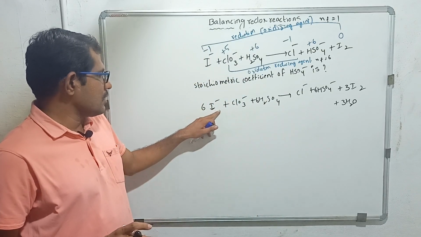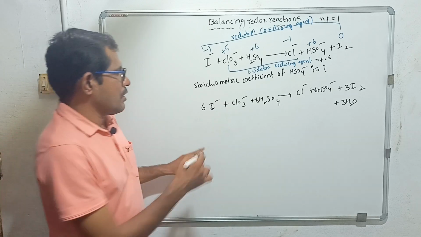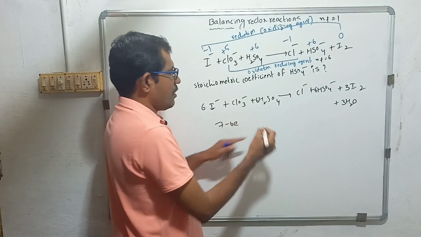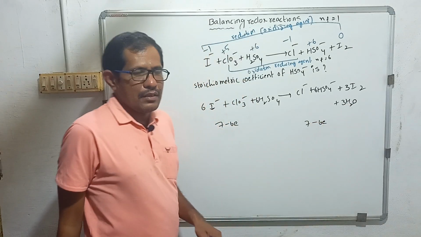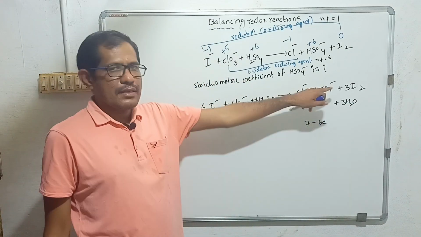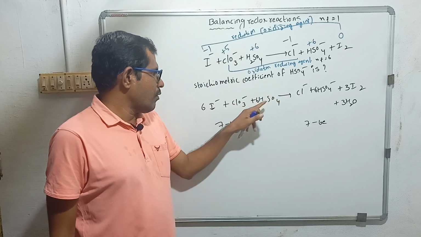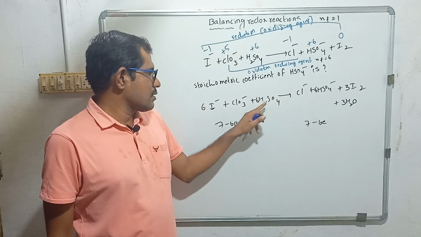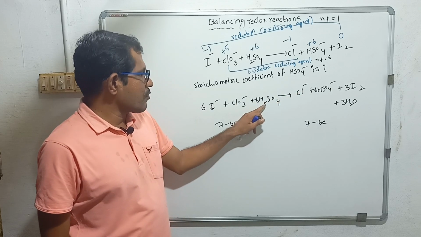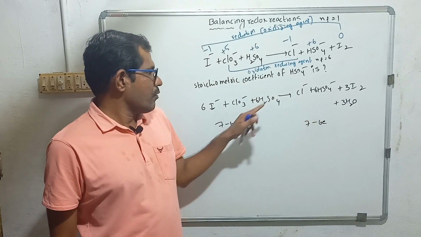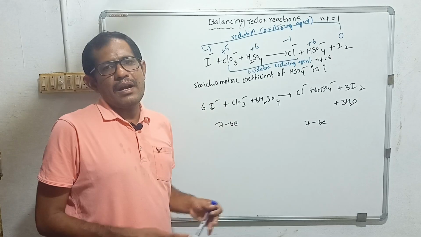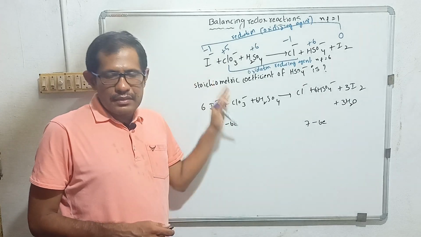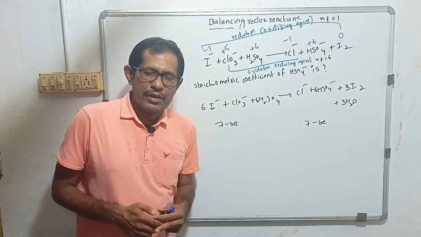If you check the charges, 6 negative, 1 negative, 7 negative. Here also 6 negative, 1 negative, 7 negative. The charges are balanced. We check again: 6 iodine, 1 chlorine, 6 sulfur, and hydrogens are 12. In such a way we need to balance the redox equation, balancing the redox reactions, and these are PYQs. Thank you.